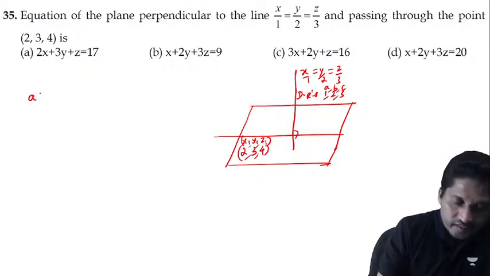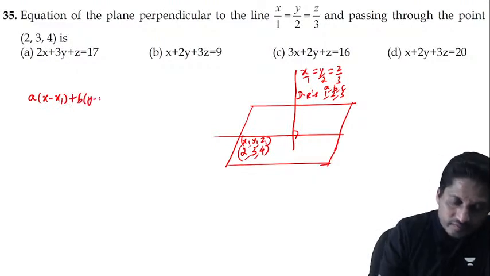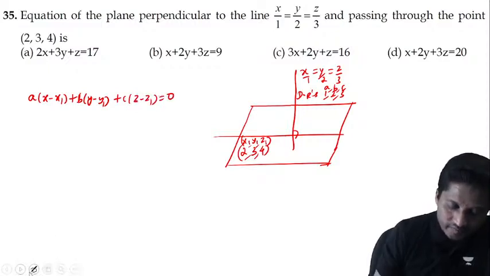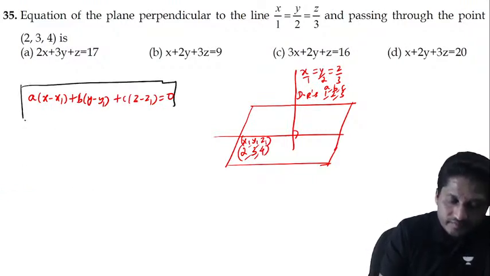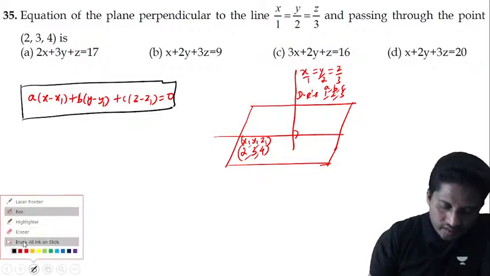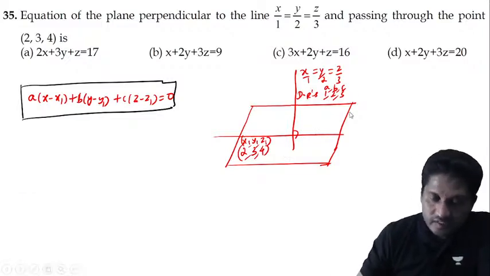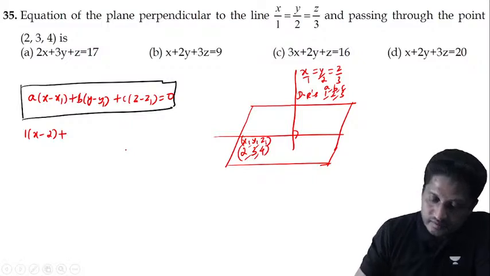Equation of the plane is a into x minus x1 plus b into y minus y1 plus c into z minus z1 is equal to 0. This is the equation of a plane passing through the point and having direction ratios a, b, c. Alright, I know the DRs are a, b, c, so a, b, c is 1, 2, 3.